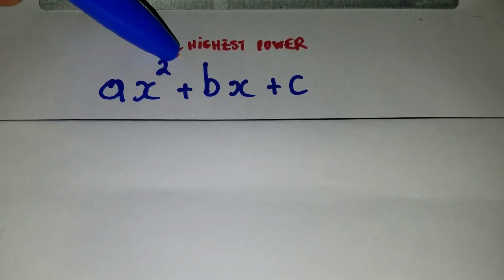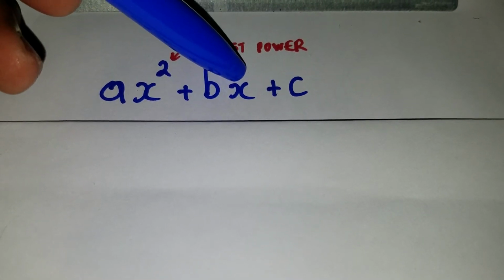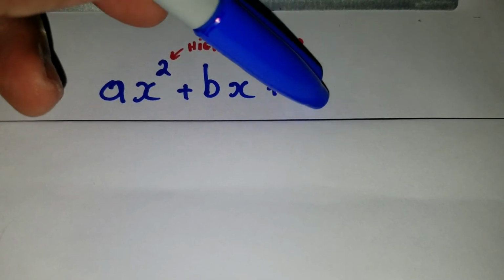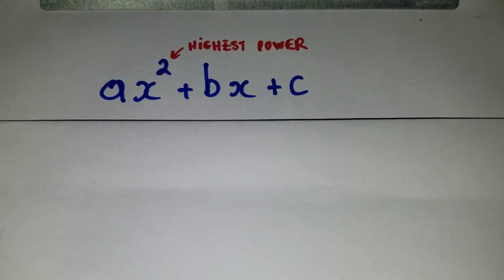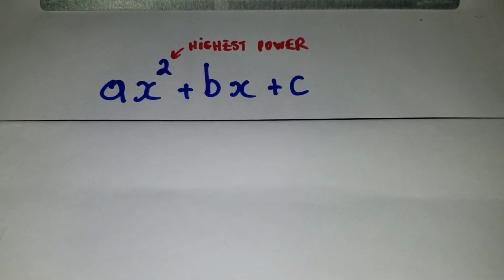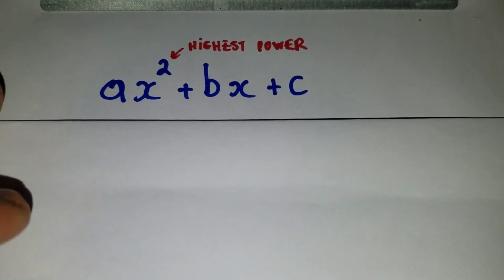Now the coefficient for the x squared term is usually represented by a, the coefficient of the x term is usually represented by b, and the constant at the end is usually represented by c. Now what we're going to do is learn the steps to factorize a full quadratic expression.